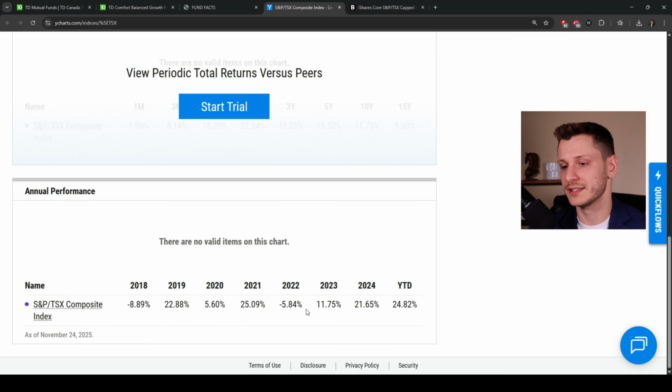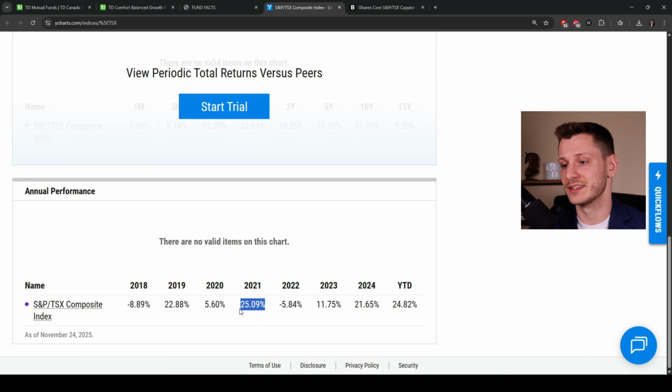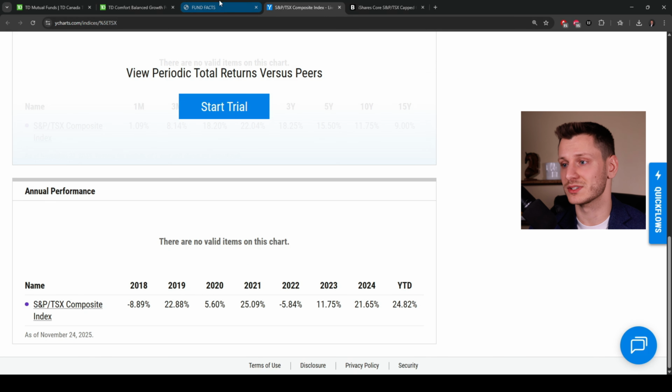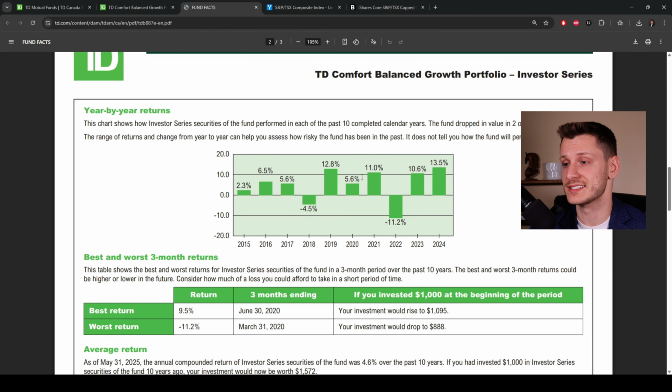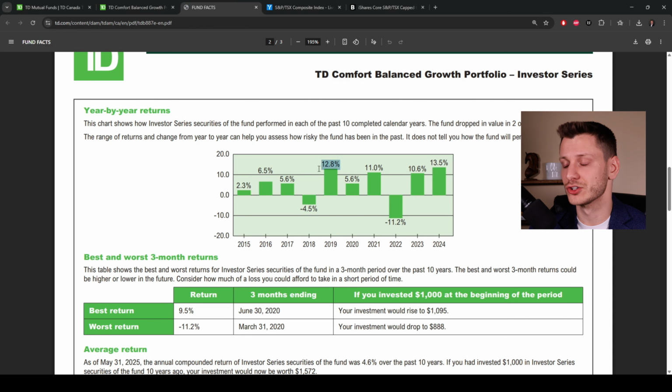Now, 2022, the index lost 5.8%. However, the mutual fund lost 11%. Next, 2021, index made 25%. Meanwhile, the fund significantly underperformed again. 2020, the index made 5.6% and the mutual fund did the same exact return. So it actually outperformed. Remember your management expense ratio. 2019 was almost 23% for the index. Meanwhile, it significantly underperformed yet again. All that to say that this mutual fund is significantly underperforming the S&P Toronto Stock Exchange Index.